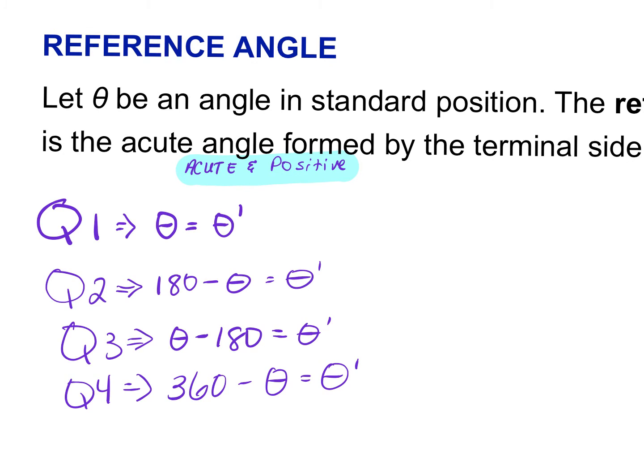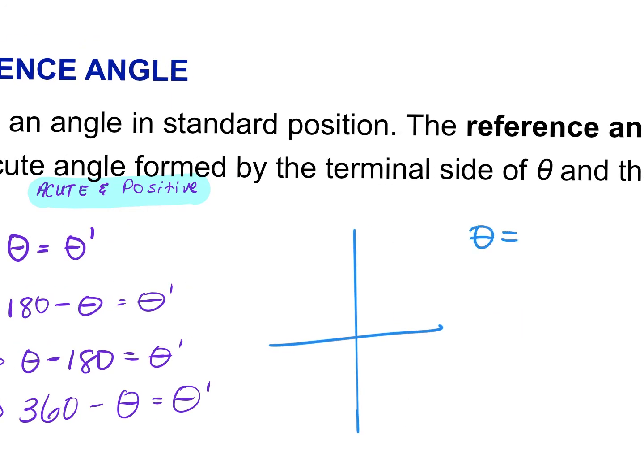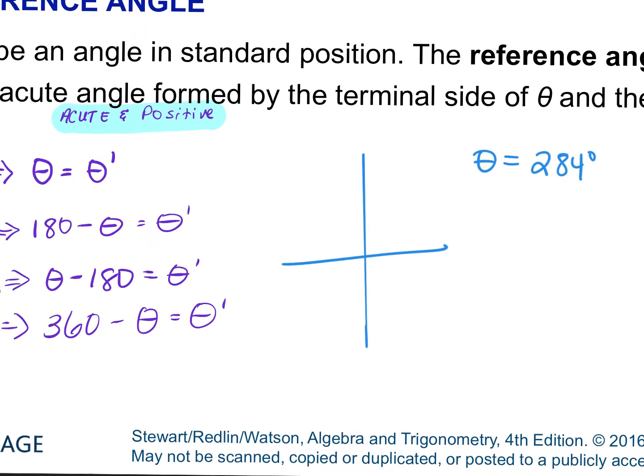So if you have an angle, say they tell you that theta, your angle theta, is 284 degrees. Remember, this is 0, 360. This is 90 up here, 180 over here, 270 down here. Where is 284? In which quadrant? It's in quadrant 4, right? If I start here on the x-axis and I go all the way around, then this angle is somewhere over here. So 284 degrees is that blue angle.